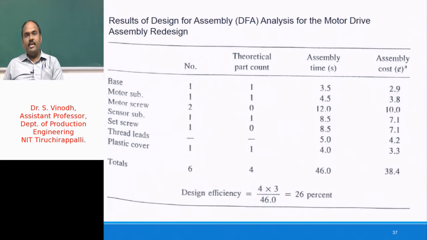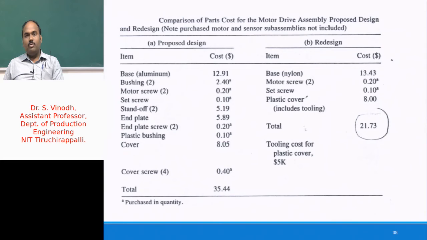The analysis we can see for the modified version of the motor drive assembly after redesign, where we could see the design efficiency improved to 26% from 7.5%, as well as the assembly time got reduced to 46 seconds from 160 seconds with the reduction in assembly cost. Now this slide clearly shows the comparison of parts between the proposed design and the redesign of the motor drive box, where the cost being incurred and the total reduction in cost are shown systematically.